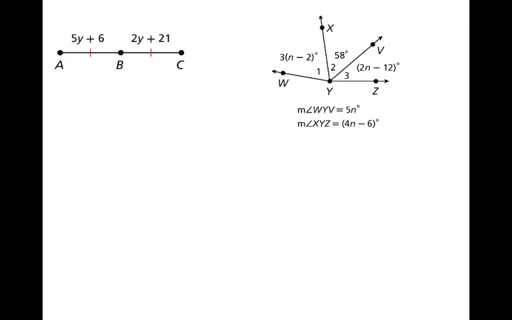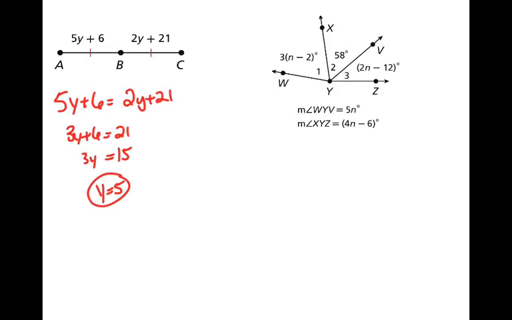Alright, on the first one, you're just going to set 5y plus 6 equal to 2y plus 21. And then solve that equation. So you get 3y plus 6 equals 21. Subtract 6, so you get 15. And then divide by 3, so y is 5. And on the Google Forms, make sure 5 is the only thing that you actually put in the text box.